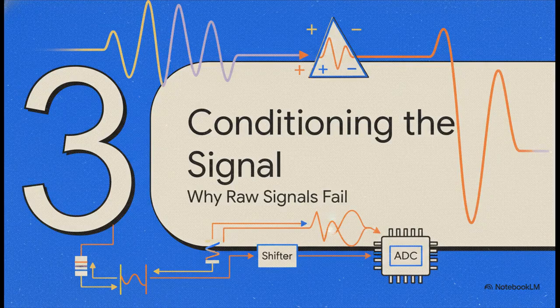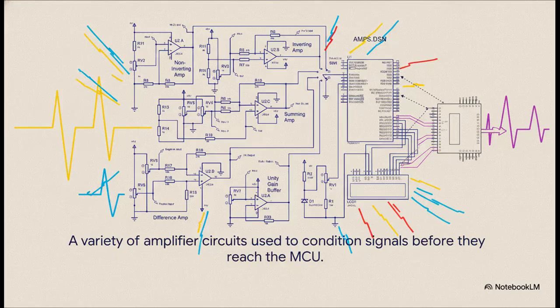But here's the thing. What if the signal coming from your sensor isn't perfect? What if it's super weak? Or maybe its voltage range doesn't line up with what the ADC is expecting? You know, in the real world, raw signals are almost never perfect. And that's exactly why we often need to condition them, to amplify them, filter them, or shift them before they ever get to the microcontroller. And this is where our best friend, the operational amplifier, or op-amp, comes into play.